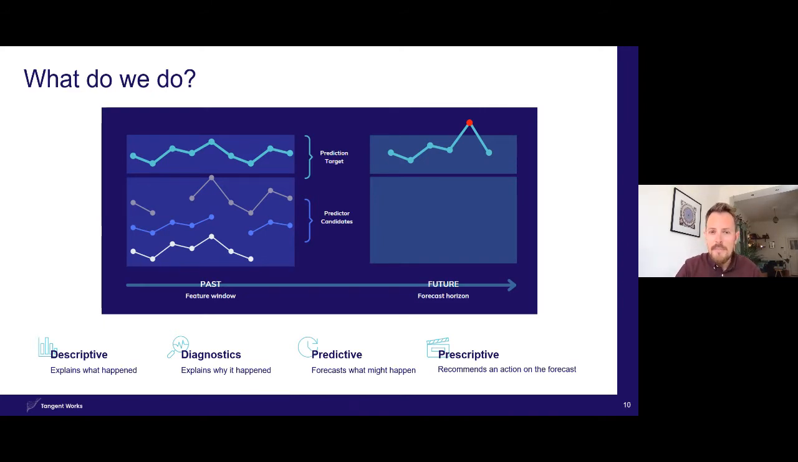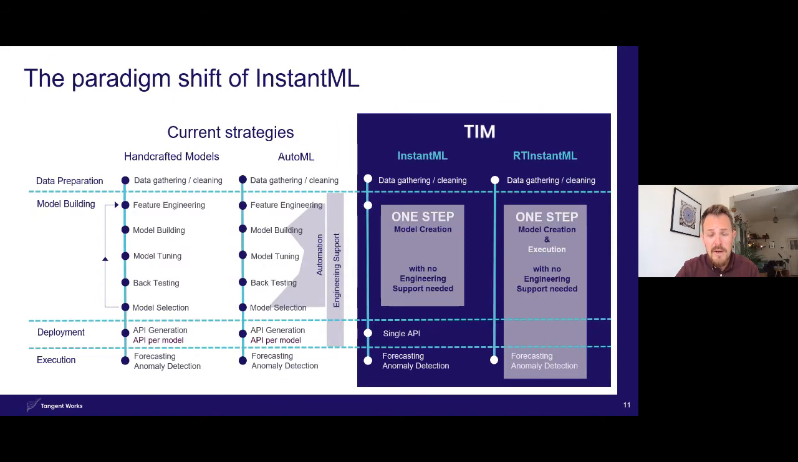Today, there's already a lot of descriptive and diagnostic analytics going on, but we wanted to democratize the use of predictive analytics and prescriptive analytics. That's what this talk is about, and on the next slide I will go a bit more in detail on how that compares to other techniques.